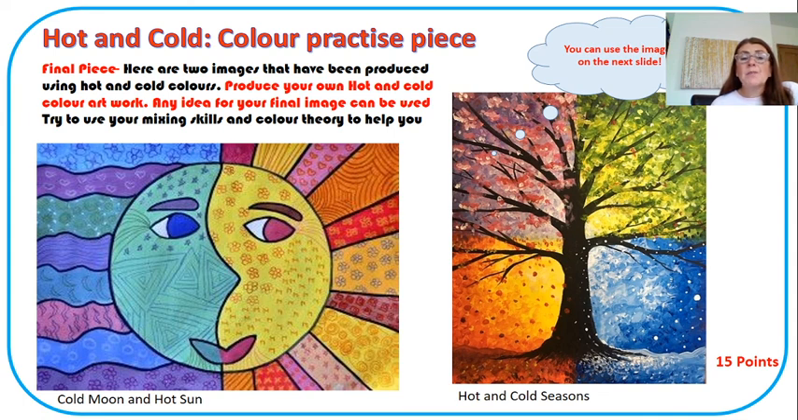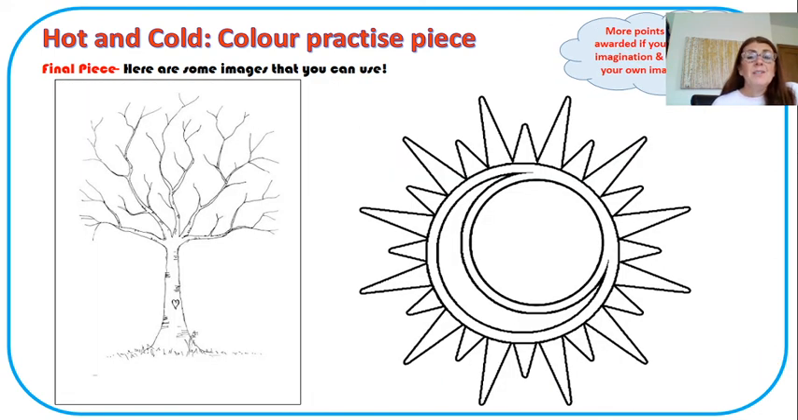Here's 2 examples of A4 pieces of work where artists have used cool and warm colours to represent their work. Now what we would like you to do is come up with your own representation, and as you can see there are 15 points for this. On the next slide there are 2 images that you could copy or you could print out, or you can use your own particular design. Here are the 2 images.